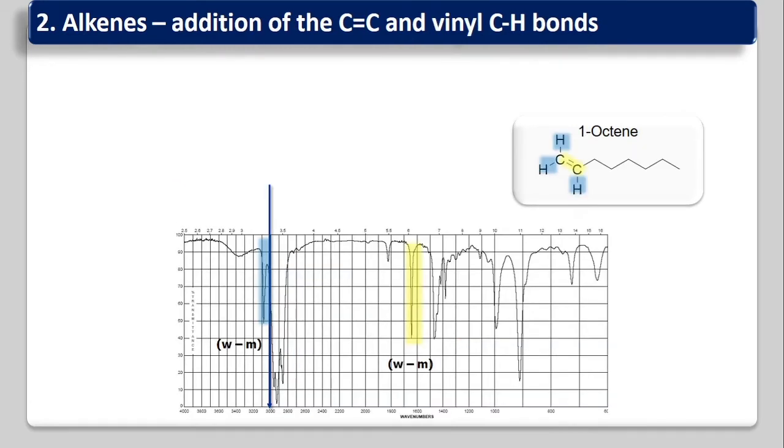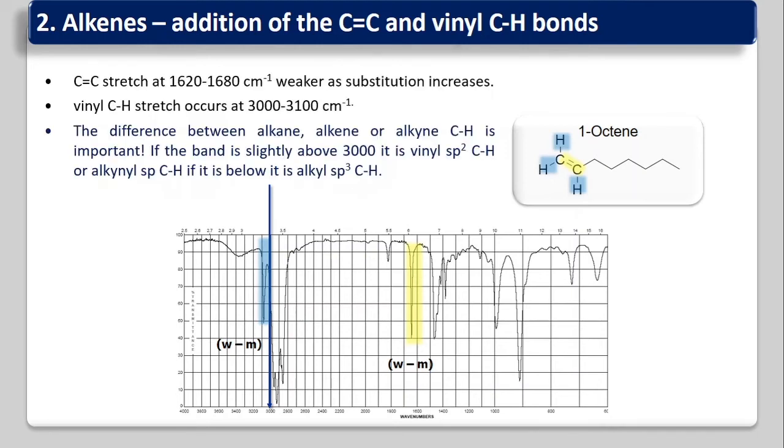Secondly, we will see the alkenes. Alkenes have carbon-carbon double bonds and carbon-hydrogen bonds. Carbon-carbon stretching vibrations are around 1620 to 1680. Those become weaker as substitution increases. As the hydrogens are replaced by R groups, this stretching frequency becomes weaker. Then the vinyl CH, that is the double bonded carbon CH, occurs at 3000 to 3100 centimeter inverse. So these are slightly more than 3000 centimeter inverse.